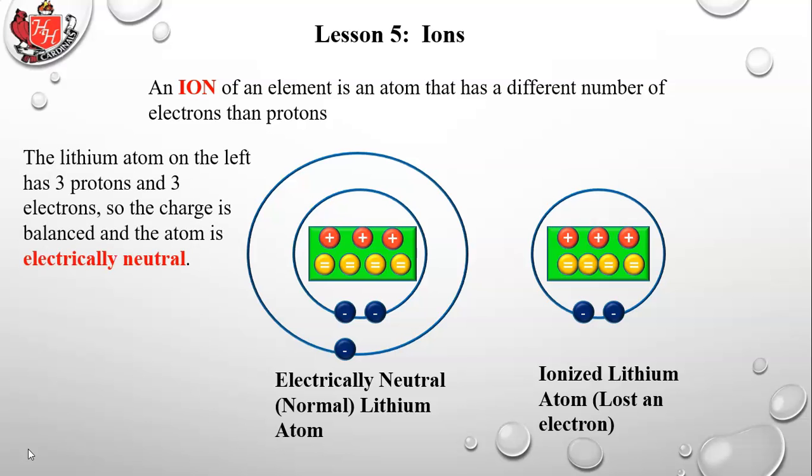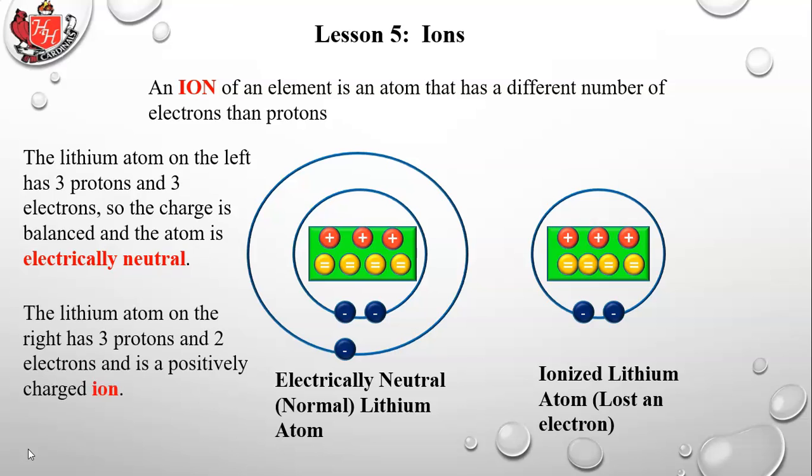The lithium atom on the left has 3 protons and 3 electrons, so the charge is balanced, and the atom is electrically neutral. That's a term to become familiar with, electrically neutral. It means it has the same number of protons as electrons. The lithium atom on the right has 3 protons and 2 electrons and is a positively charged ion.